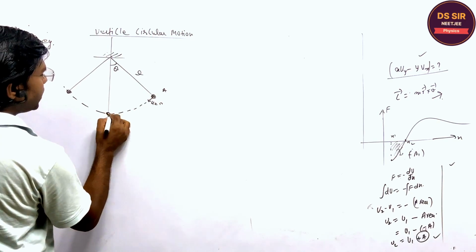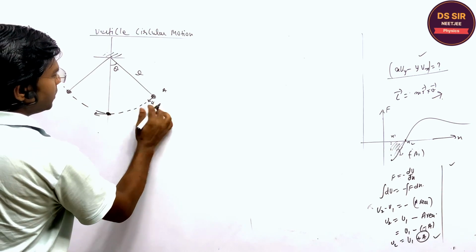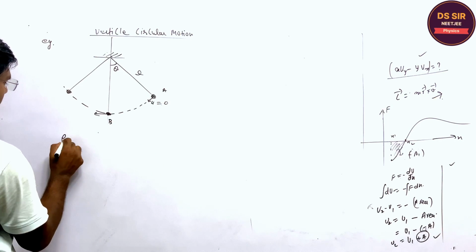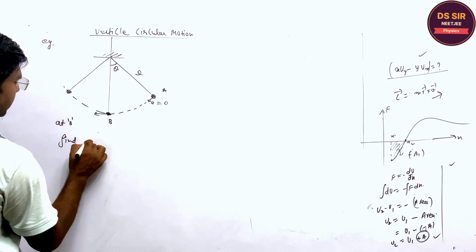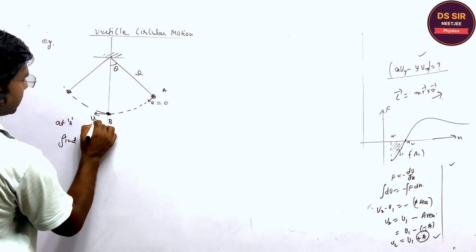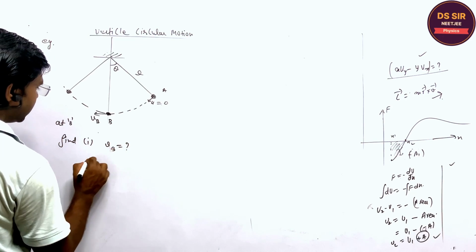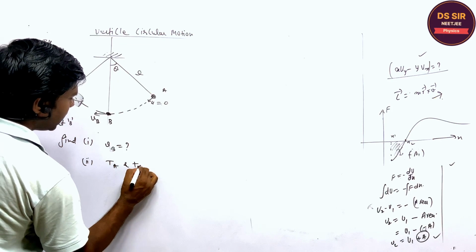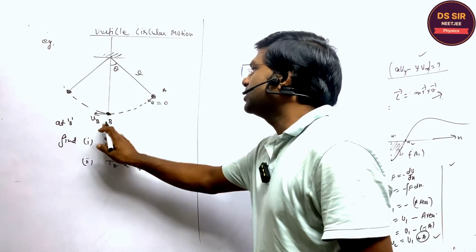So when it reaches the lowest position, the lowest point of its path, what do you have to find? First, at B, find the speed. And second, you have to find the tension at point A and the tension at point B. Is it clear or not? So how to find the speed at point B?